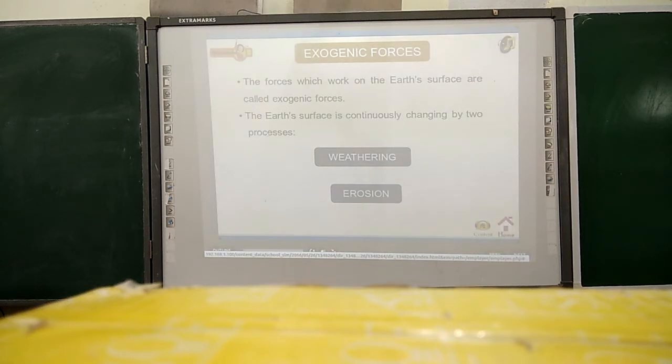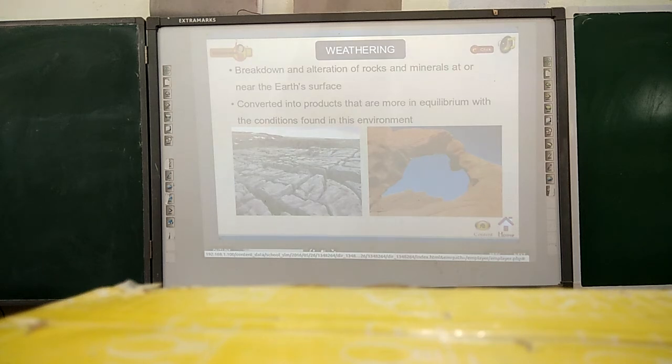The earth's surface is continuously changing by two processes. Number one is weathering and second is erosion. Weathering: breakdown and alteration of rocks and minerals at or near the surface of the earth is known as weathering, converted into products that are more in equilibrium with the conditions found in this environment.